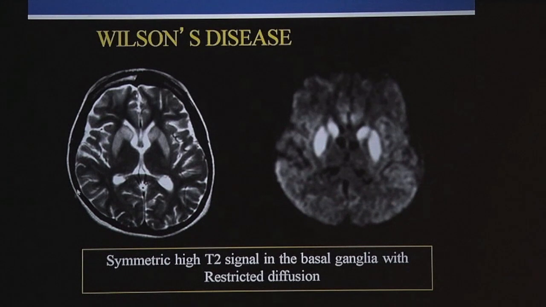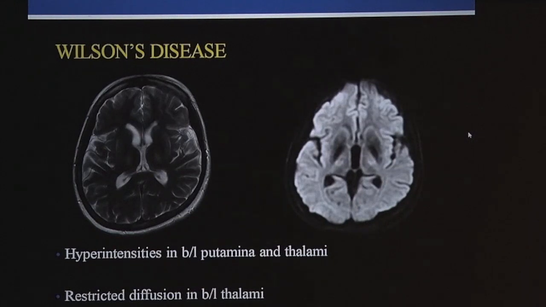So here is a classic example of Wilson's, where you have striatal degeneration with restricted diffusion. If you only see this and you have no clue, there are several other differential diagnoses of striatal necrosis like carbon monoxide poisoning, hypoxia, encephalitis, etc. Even extrapontine myelinolysis. Here is another patient showing basal ganglia and thalamic affection, which is symmetric with a little bit of atrophy.